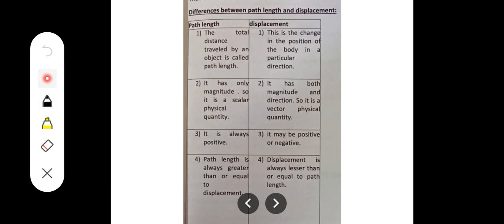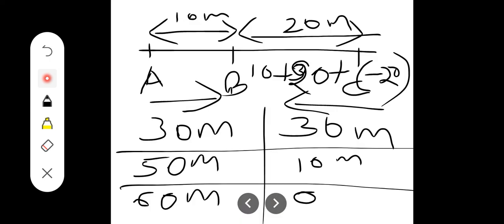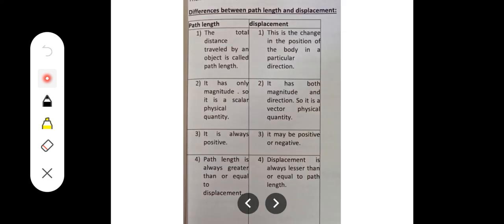In the third difference, you can see that path length is always positive, and displacement, it may be positive or negative. And last one, path length is always greater than or equal to displacement. Is it so? In the first example, we have seen here, path length and displacement are equal. And here, path length is greater than displacement. Here also path length is greater than displacement. So that is said here. Path length is always greater than or equal to the displacement. Displacement is always lesser than or equal to the path length.